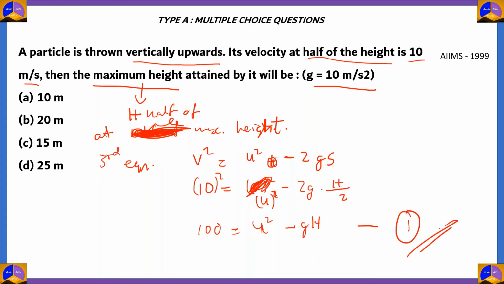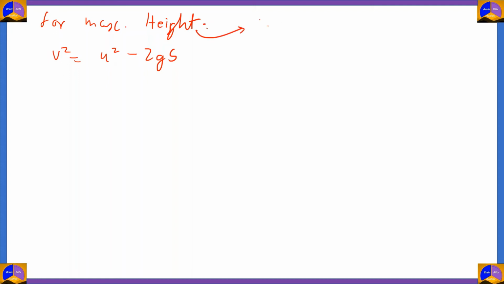Next thing we need to do is use the third equation again, but this time for the situation where the object reaches maximum height. So again, we have v squared is equal to u squared minus 2gs. Now here, at maximum height, the final velocity v will always be 0. So 0 squared, which is still 0, is equal to u squared minus 2gh. So now we can find the value of u squared as 2gh.